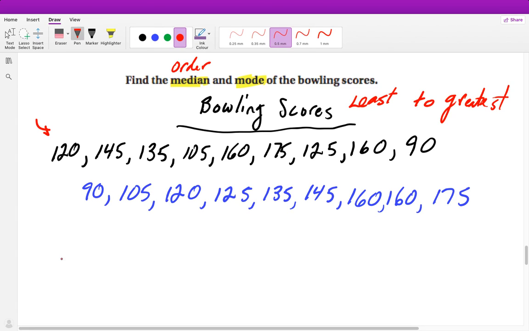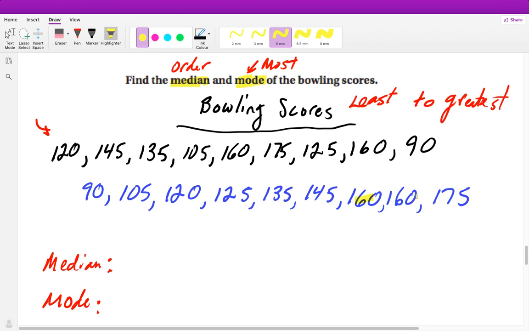Let's do our mode first, because remember, mode means most. Which number occurs the most? That's really easy. I see 160 occur twice, so 160 is our mode. It occurred the most. We can say the score this person scored the most is 160. It allows us to talk about this data. It's the one that might happen again, maybe the most likely score, so it's something we can use to describe the data.